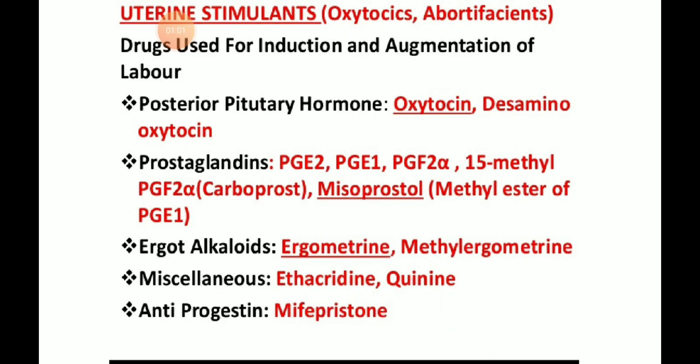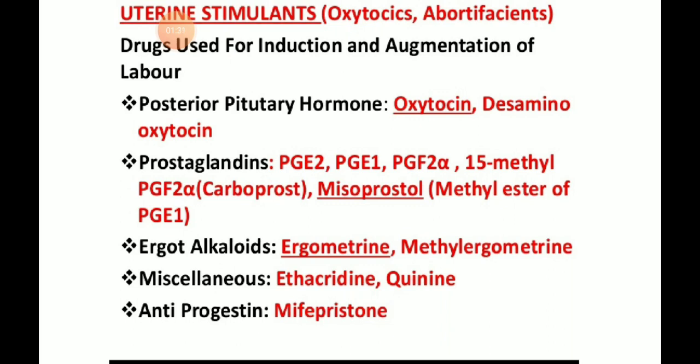Besides this, the older ones, which were also used for other purposes, are the ergot derivatives, the ergot alkaloids, which are obtained from Claviceps purpurea: ergometrine and methylergometrine. The miscellaneous ones are quinine and ethacridine. And the last one is an anti-progesterone, which is called mifepristone. So all of them are basically called uterine stimulants.